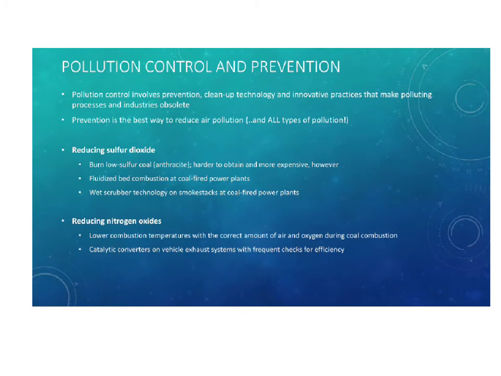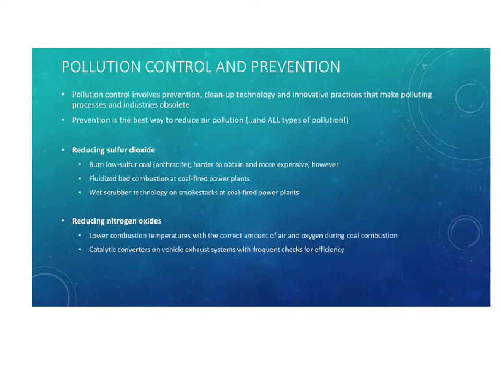Pollution control and prevention. Pollution control involves prevention, cleanup technology, and innovative practices that make polluting processes and industries obsolete. Prevention is the best way to reduce air pollution and all types of pollution, and we've talked about that before.